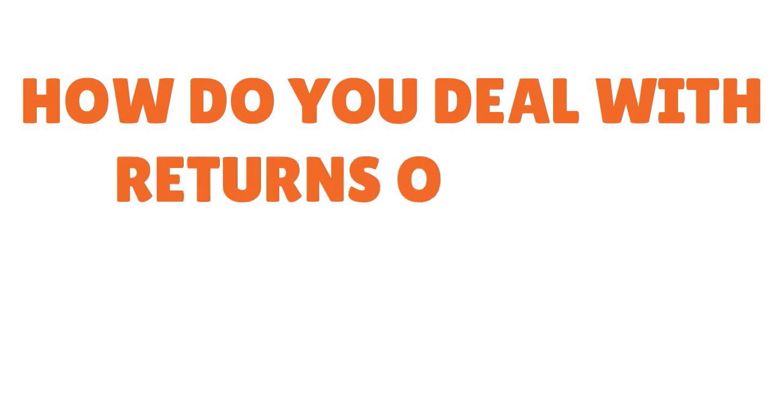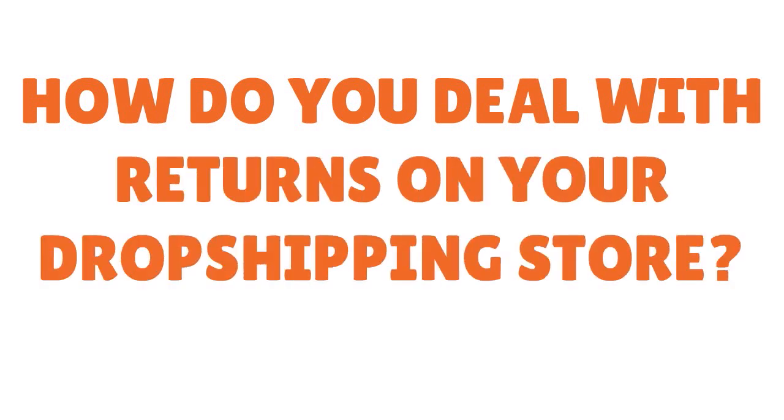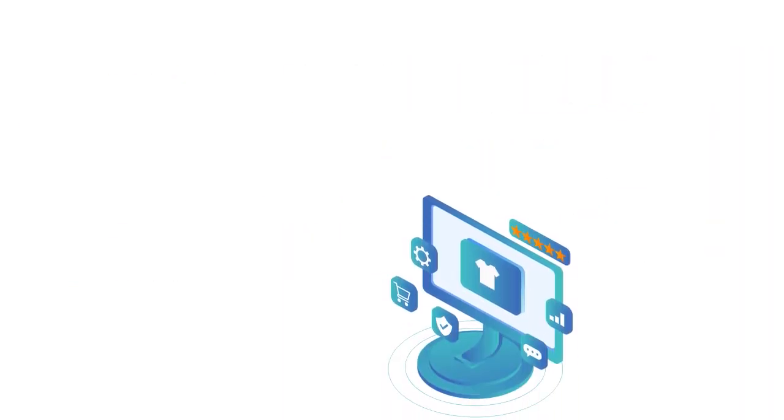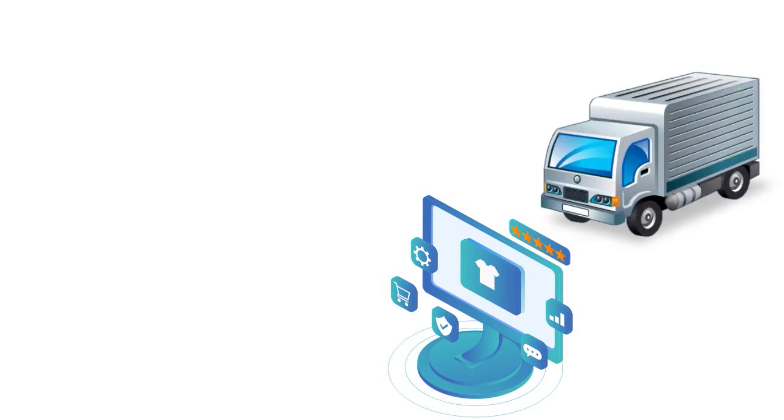So the bottom line here is: how do you deal with returns on your dropshipping stores? Let's have a conversation about that. If you are running a dropshipping store, you may be unsure about dealing with returns. In general, e-commerce stores use a return merchandise authorization system, an RMA, to manage returns. An RMA system lets your customers initiate their return and gives them a label with an RMA number. This allows them to ship the returning package without taking up your time. So this is really good.